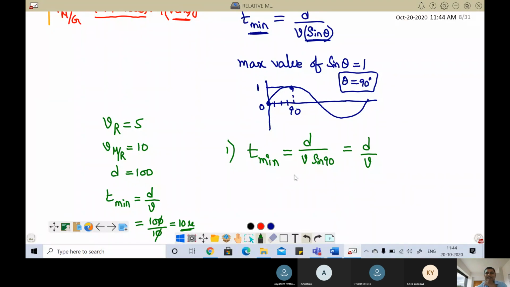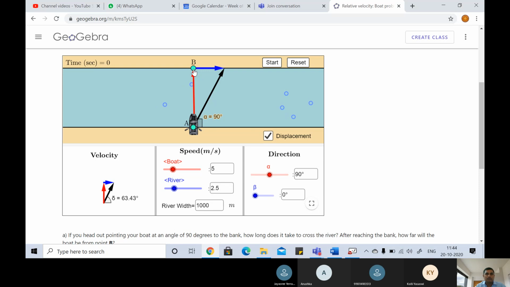So anyway, this is the formula for the minimum time. Next one. When you cross the river in the minimum or shortest time, will you reach the exact opposite point? No. Correct. So you will reach somewhere else, let us say this point is C, and this distance BC is called drift.